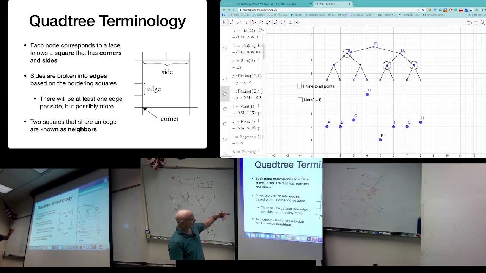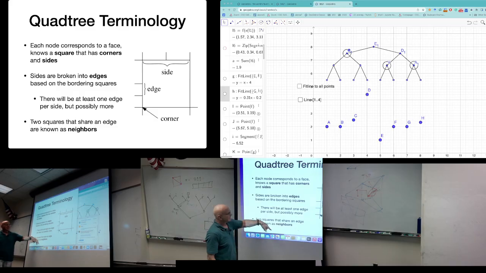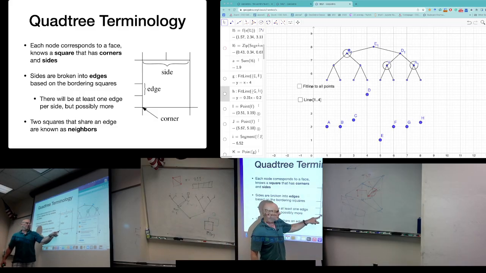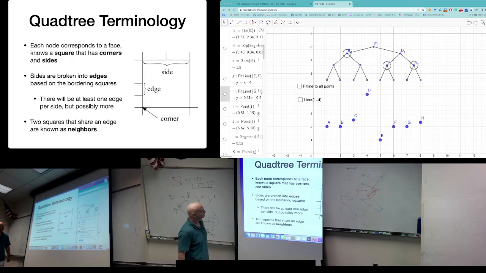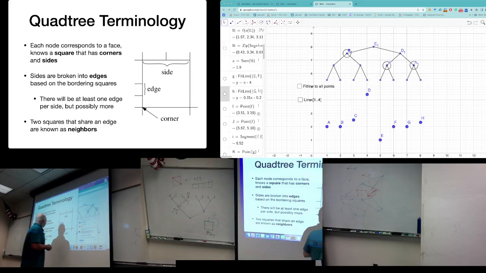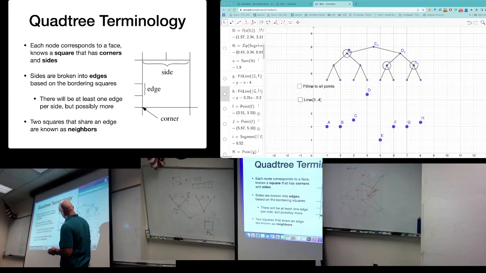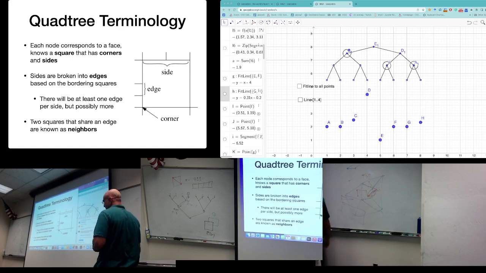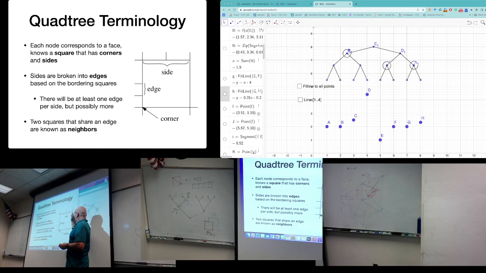Moving to the notation of the books, slightly different than my notation. The edge length of a cell of the quadtree; a cell, a square and a quadrant will mean the same thing. And of course, one edge per side, maybe more, and two squares that share an edge, this guy and this guy, are called neighbors.